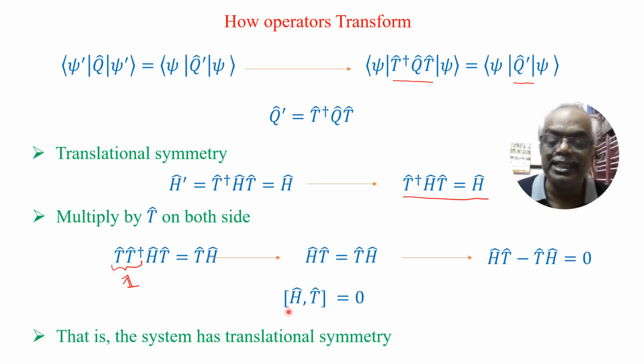That means H will commute with T. The commutation of H with T is equal to 0. That is, the system has a translational symmetry. The system will not change by the translational operator. That is the meaning of this commutation. This commutation shows that the system has translational symmetry.